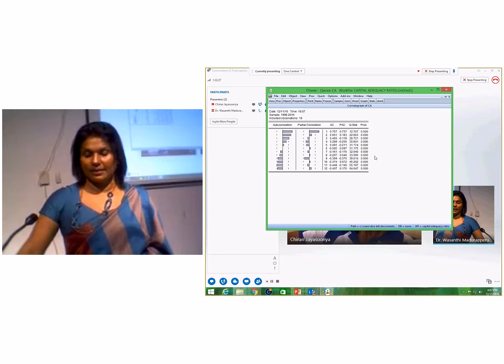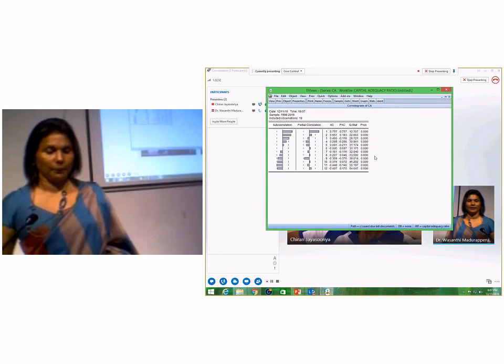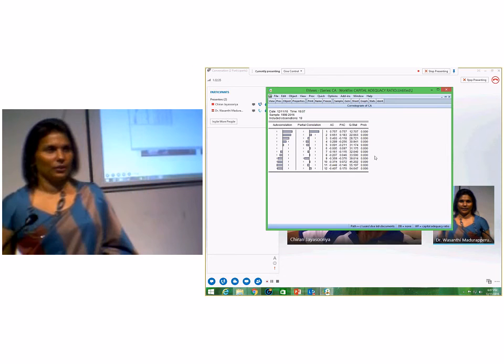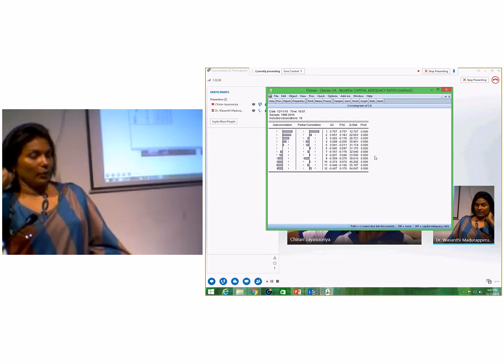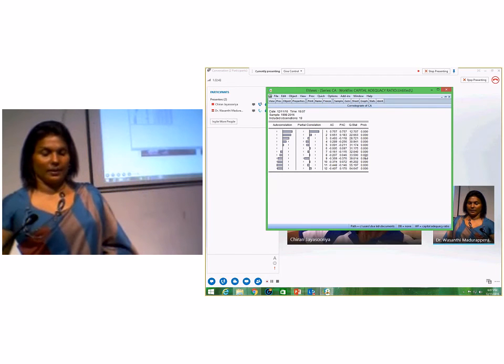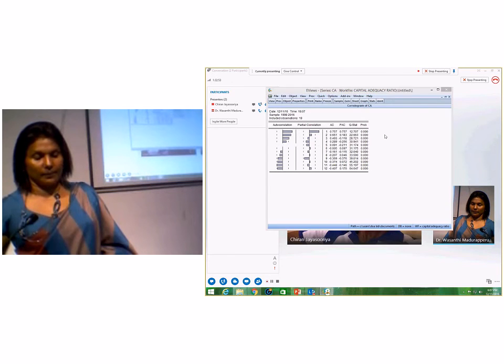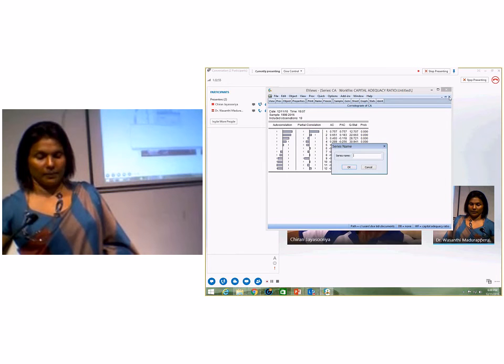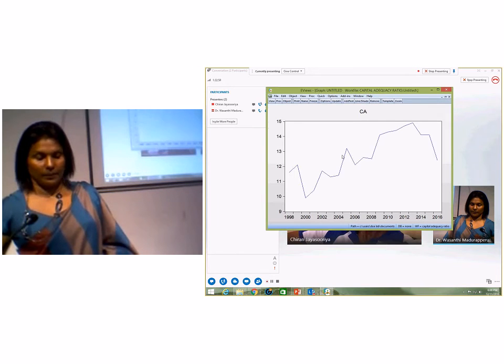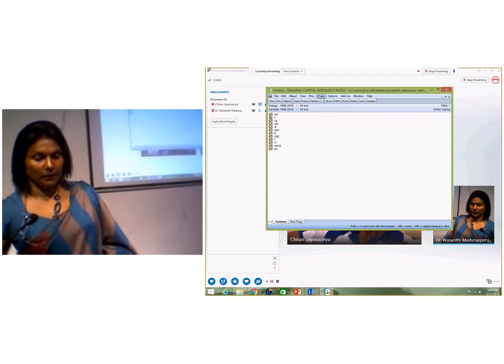In the levels, there is no autocorrelation issue. That means, because it is ratio data, the series has no autocorrelation. Then go to another variable.